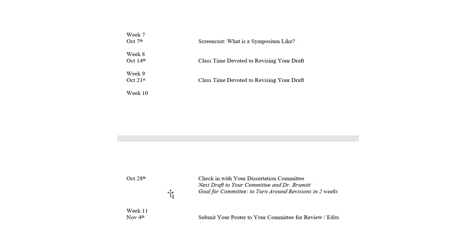While the drafts are with the committee and myself, you'll be then working on preparing your poster and submitting that by November 4th to your committee for review. So those are just some initial dates coming up on the calendar.